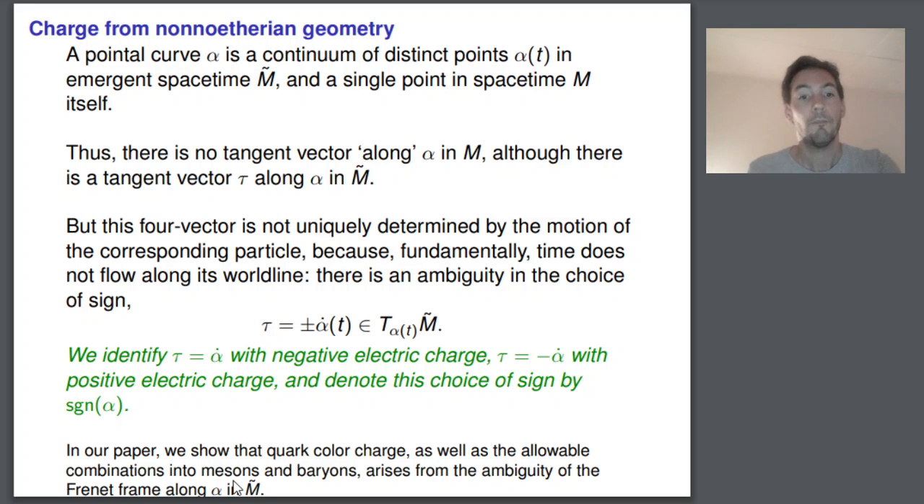In our paper, we show that quark color charge, as well as the allowable combinations into mesons and baryons, arises from the ambiguity of the Frenet frame along alpha in M tilde.